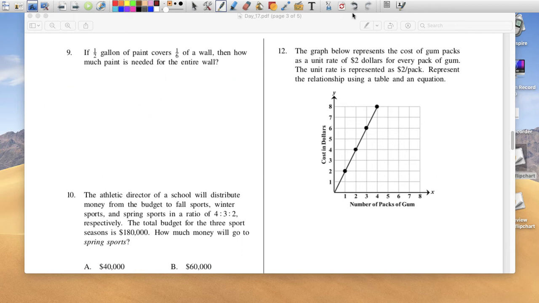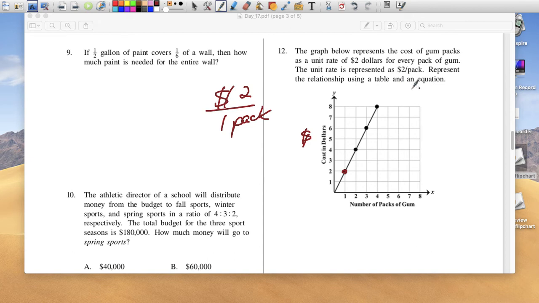12. The graph below represents the cost of gum packs at a unit rate of $2 for every pack. So every pack of gum that I buy is $2. Right here, this is dollars. So if I pay $2, I buy 1 gum pack. The unit rate represents $2 a pack, so that makes sense. $2 for 1 pack of gum.